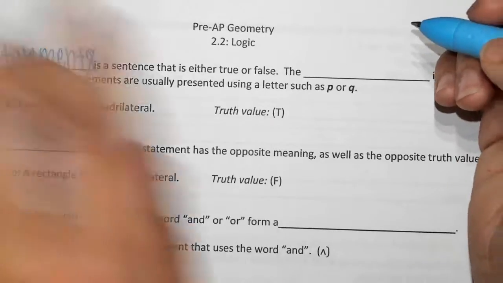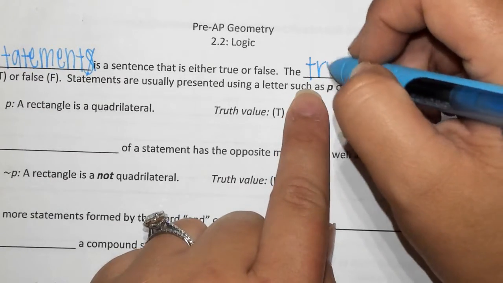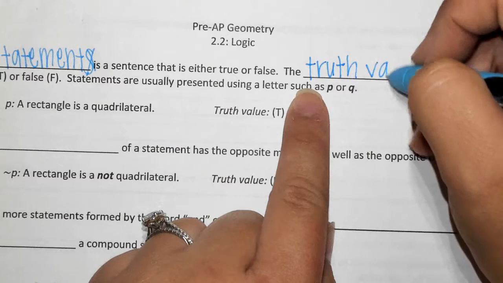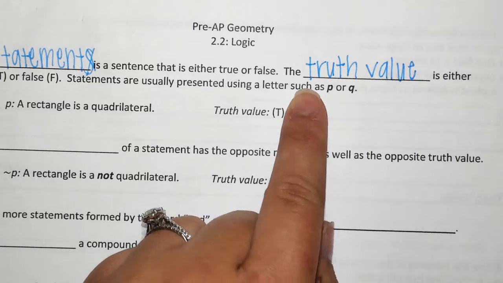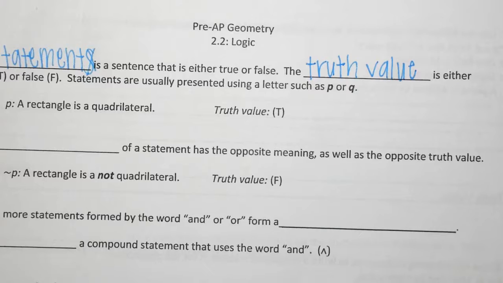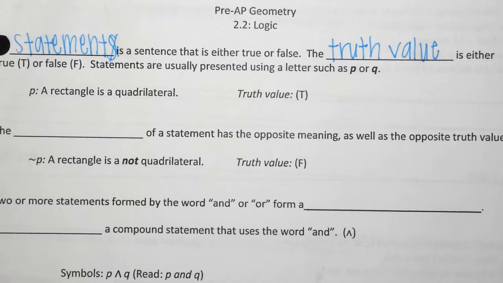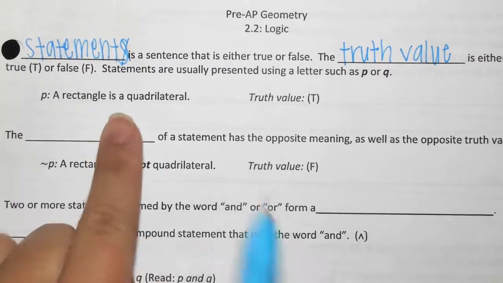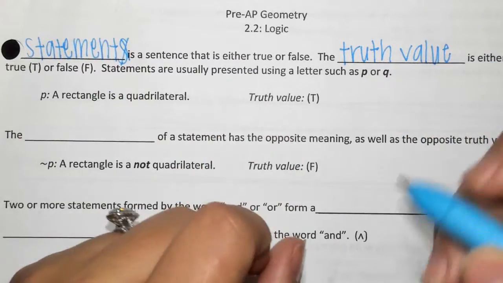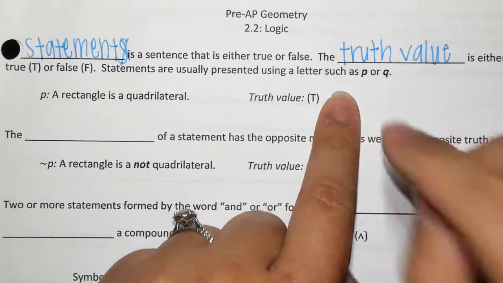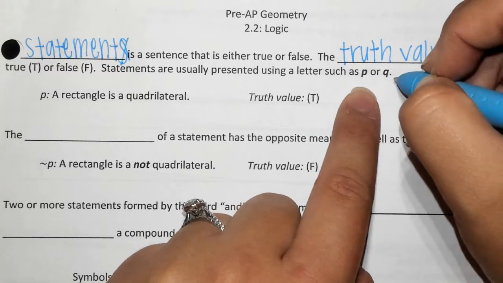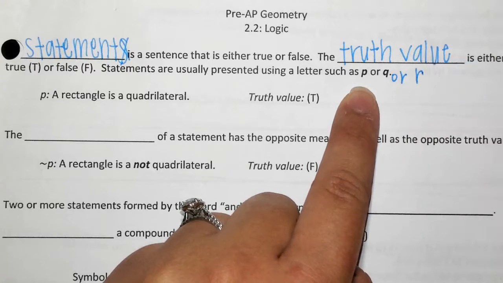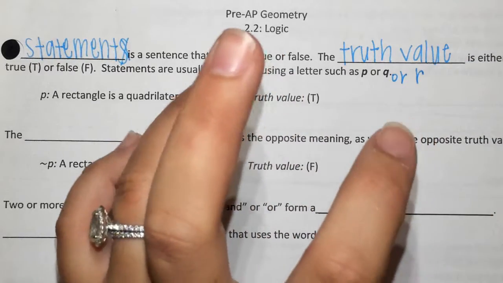So when we're talking about statements, they have truth values. A truth value is either true or false. The sky is green. False. Sometimes we give these statements nicknames, and their nicknames, most of the time, are P, Q, or R. It's just a nickname that we're giving them.